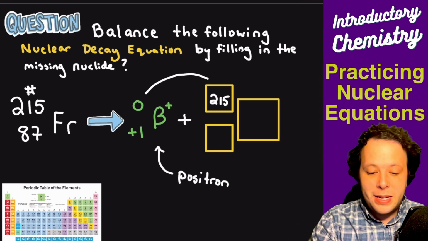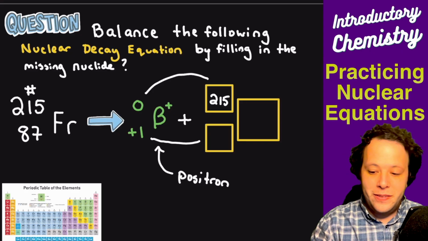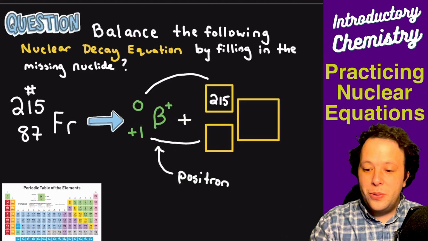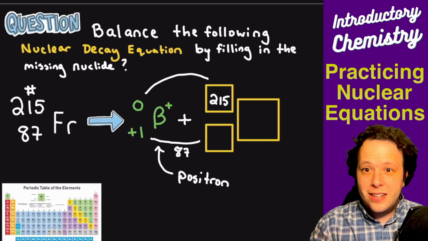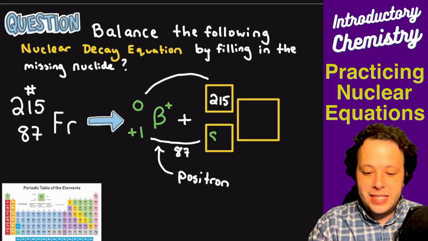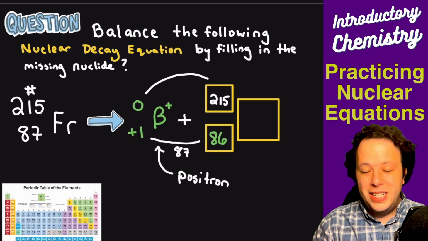Now, when we do the same thing for the bottom, we see on the left-hand side a total of 87. So what does that mean? The total here should also equal 87. So how would I do that? Well, if we take 87 and subtract 1 from that, that's going to be 86. So if I take 86 plus 1, that will be a total of 87.